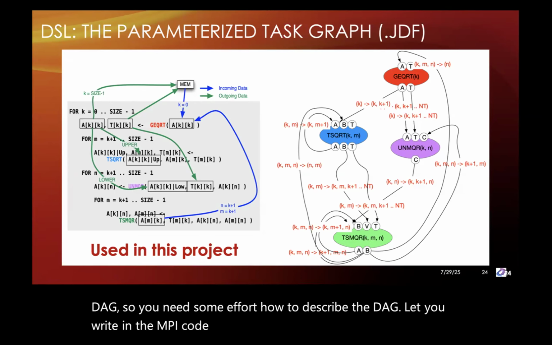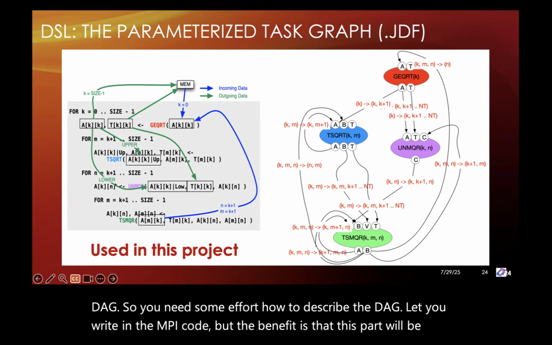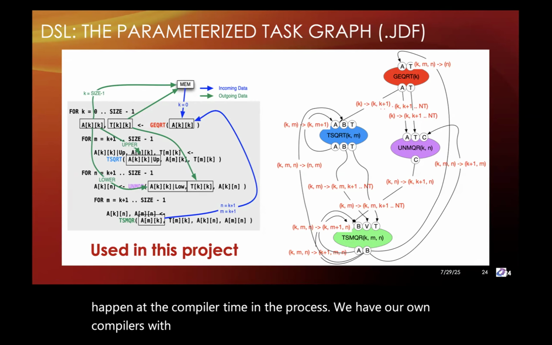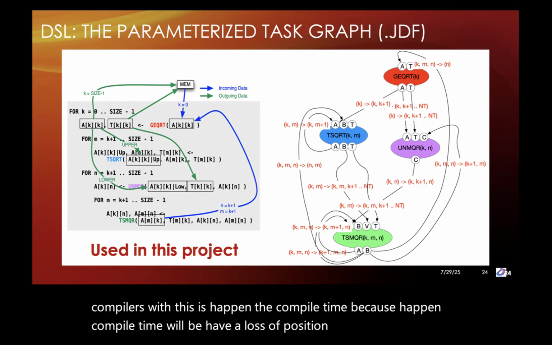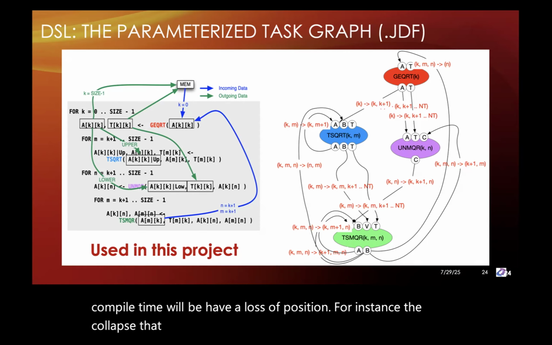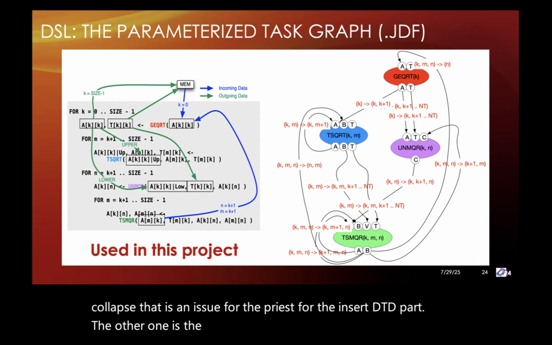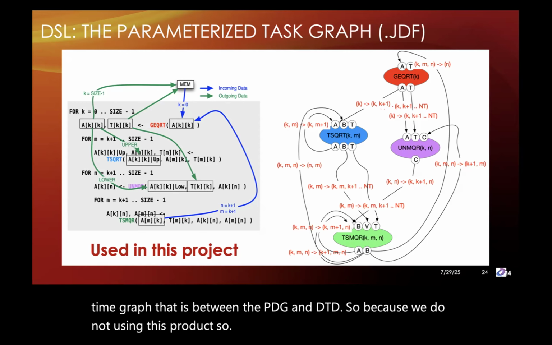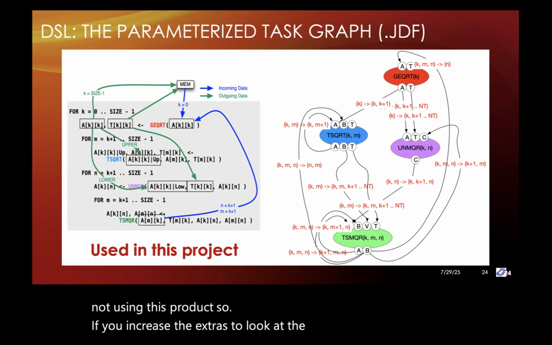But the benefit is that this part happens at compile time. In the past, we had our own compiler. Because it happens at compile time, we can do loss optimization, for instance the collectives, which is an issue for the insert-task DTD part. Another one is the compile-time template task graph, which sits between the PTG and DTD. Because we do not use it in this project, if you're interested, just look at the PaRSEC website.